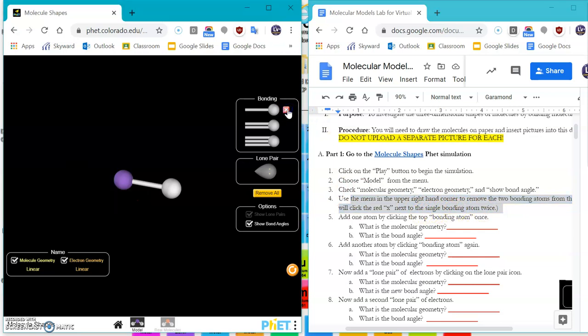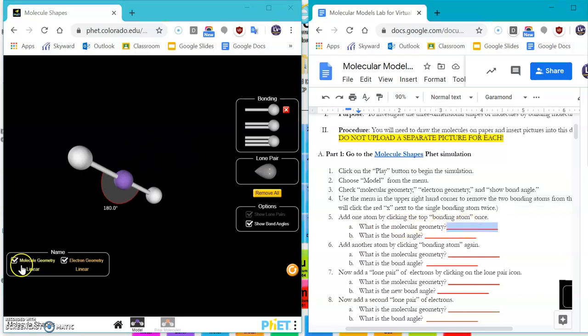All right, so you can see that there is just one now, and then you can click and add one back, and you can see that it springs back into life, and you can spin it around. You will write down the molecular geometry right here where it says linear and the bond angle right here. You'll see that this comes up like so at 180 degrees.